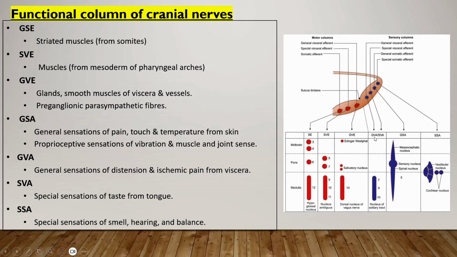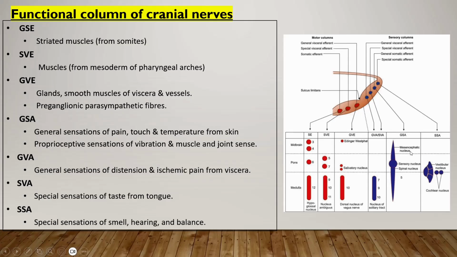And here you see general visceral afferent and special visceral afferent. General visceral afferent is carrying the general sensation, special visceral afferent carrying the special sensation. So you already know the anterior 2/3 of the tongue has general sensation by the lingual nerve, and special sensation by the facial nerve. Then the posterior 1/3 of the tongue is by the 9th cranial nerve, and the posterior-most part of the tongue is by the vagus nerve. And their functional column is the nucleus of tractus solitarius.